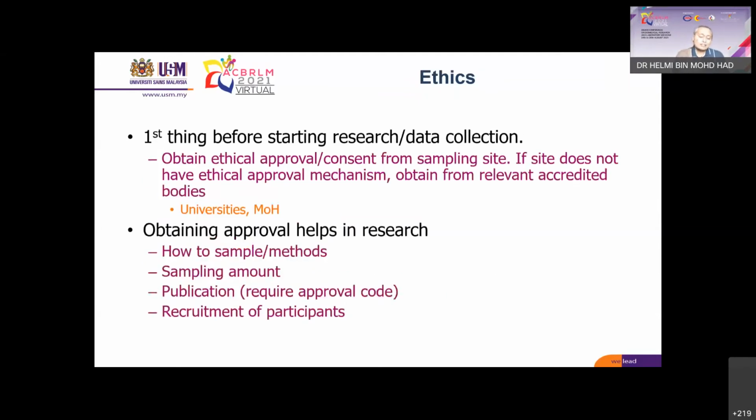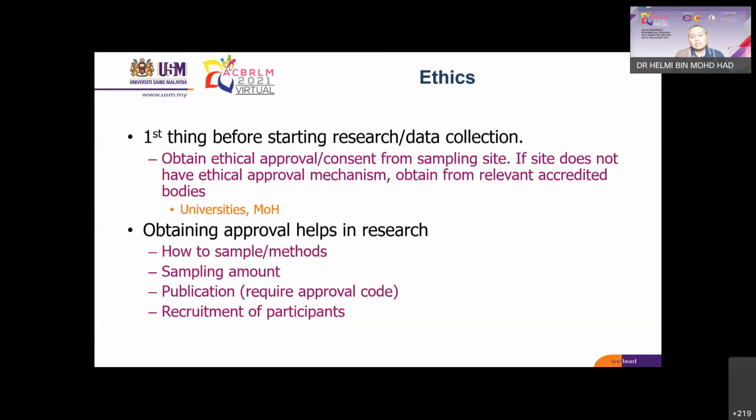So the ethics. The first thing when you're doing ethics in forensic anatomical research is that this is the first thing you need to do, actually, not the last thing when you want to publish your paper. The reason why is because you need to apply for ethical approval. Nowadays, we no longer accept ignorance as a reason for not applying for ethical approval. So you can apply for your ethical approval from universities or from the Ministry of Health. There are a lot of bodies in Malaysia which are approved, which you can apply to for ethical approval.